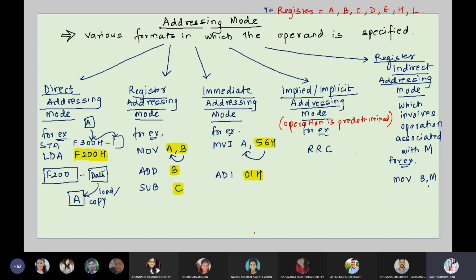So M के लिए हमें वाया जाना पड़ता है. For accessing M, first you have to access HL. Then read the content of HL, which is the address. Go to that address, check the data. तो ये indirect process हो जाता है. That's why the name register indirect addressing mode.